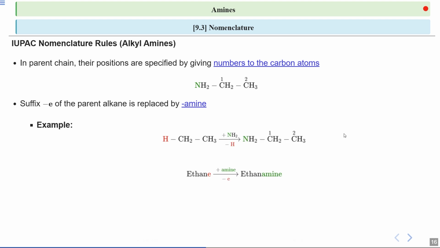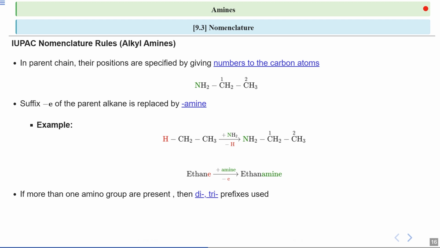if you look at this particular example, then you will see that one of the hydrogen of this ethane, this is ethane because it has 2 carbon atoms. So one of the hydrogen of this ethane is replaced by NH2 group. So how you will name it? I told you that the E of the parent alkane is replaced by word amine. So see, I have replaced the word E with amine. So I have got ethane amine. Okay, so this is how you write the IUPAC nomenclature for alkyl amines.